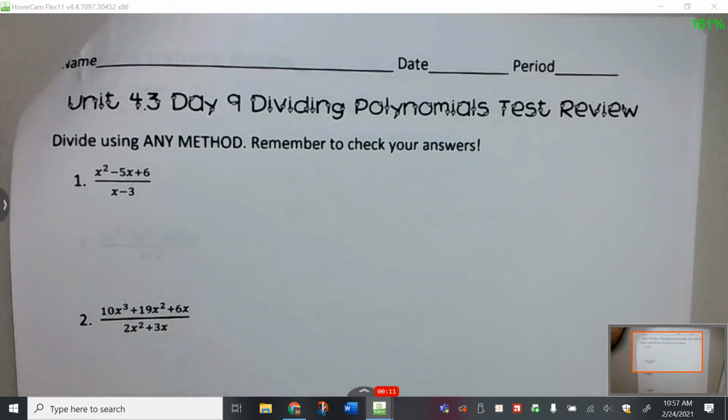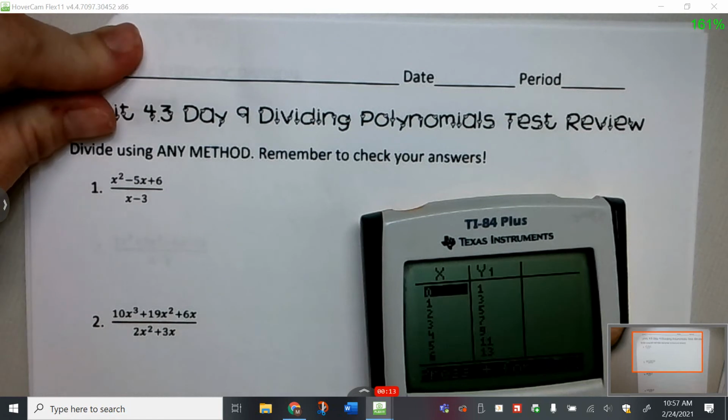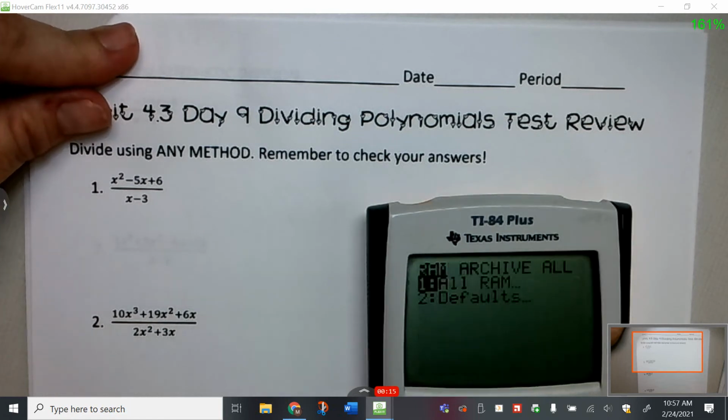I know the back says synthetic division, but I was gone those days. That's when I wasn't feeling good. And so we didn't actually learn that. So we're just going to kind of skip over.